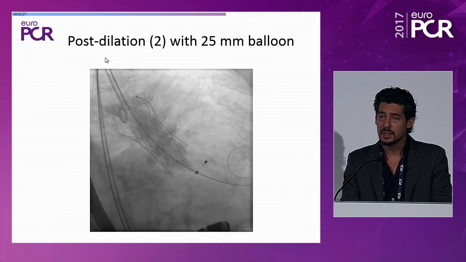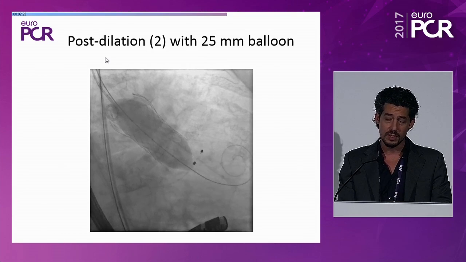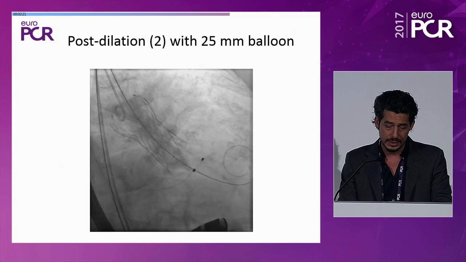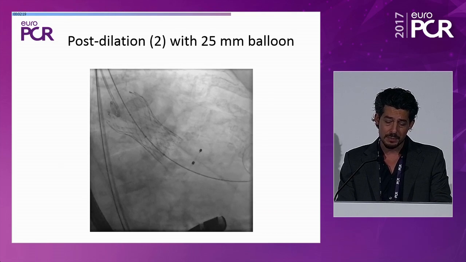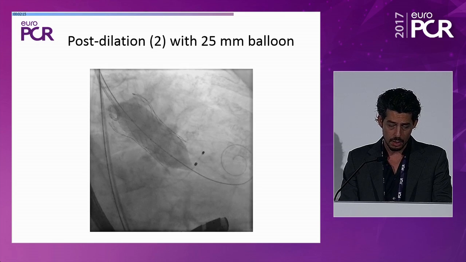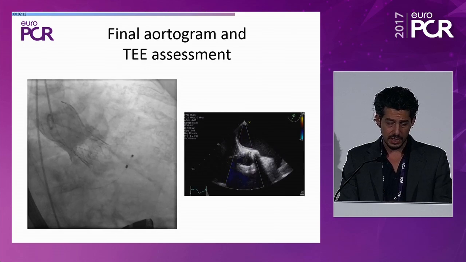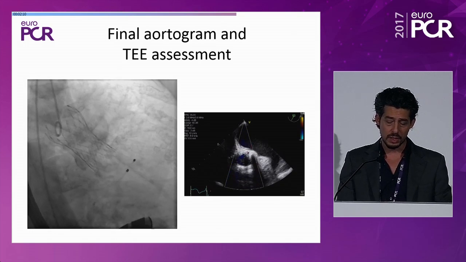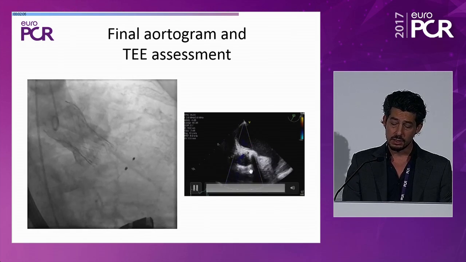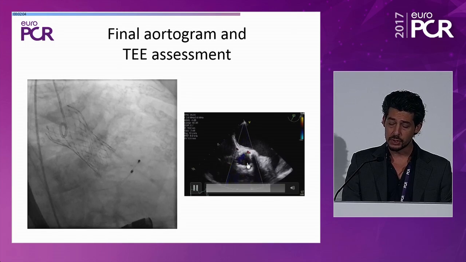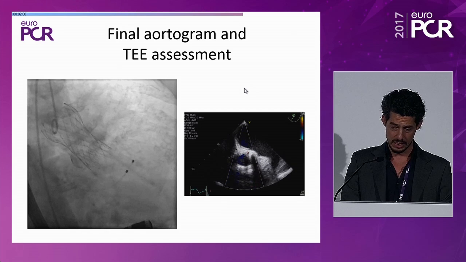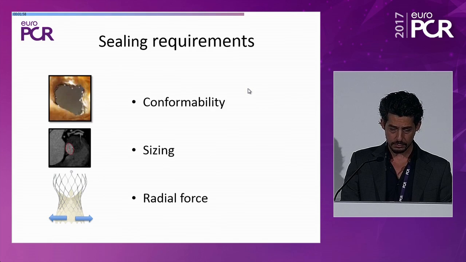And so we went ahead with a second post-dilatation with a 25 millimeter balloon, this time a little bit more aggressive. We gave a little bit more volume in the balloon. And you see that we got some expansion of the frame and some retraction. And so this was the final angiogram, and you see that the aortic regurg clears with every beat. And on the echocardiogram in the short axis, there was a significant reduction in the aortic regurgitation.